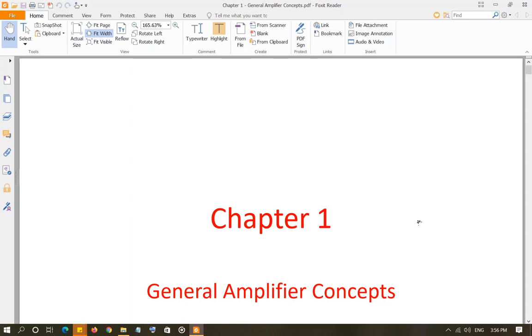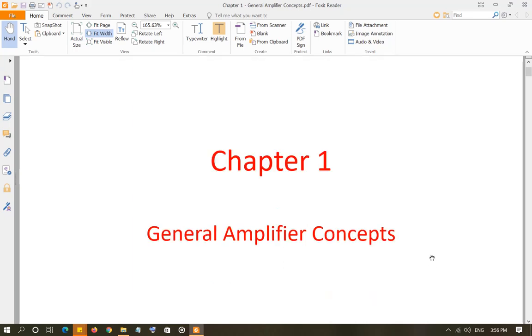Chapter 1 of Linear Integrated Circuits. We are going to be discussing the general amplifier concepts before we move into chapter number 2, which will be specific to the applications of operational amplifiers, starting from chapter number 2. So in this chapter, we are not touching operational amplifiers yet. We're just going to be discussing the basic concepts of amplification, frequency analysis of amplifiers, and some other topics.